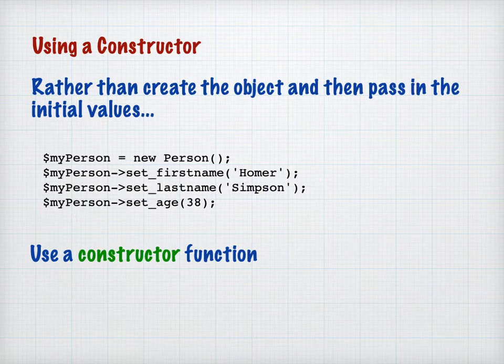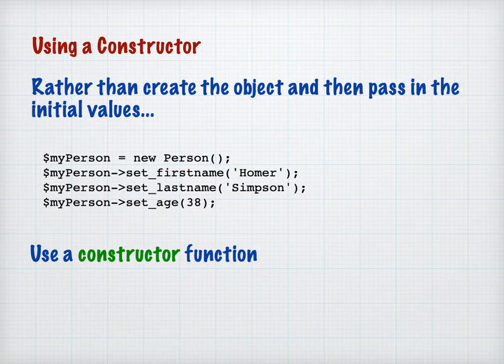If there were 20 bits of data inside the person, we'd actually have to have those set lines repeated 20 times. So there is a slightly more elegant way of passing information into a person, into an object when you first create it, and that is to use what's known as a constructor function. Now the way that we use the constructor function is, if you look at that top line, we're going to change the way that top line works.